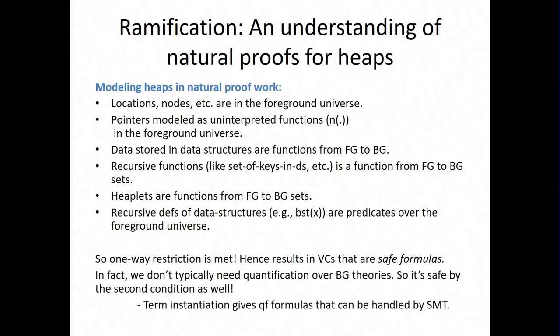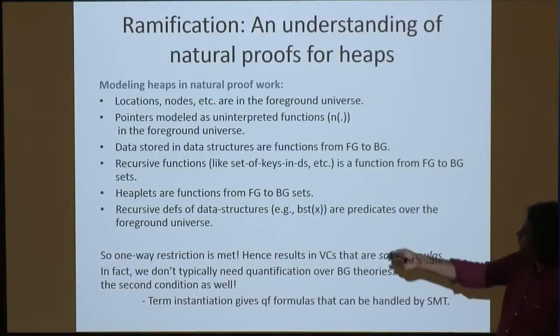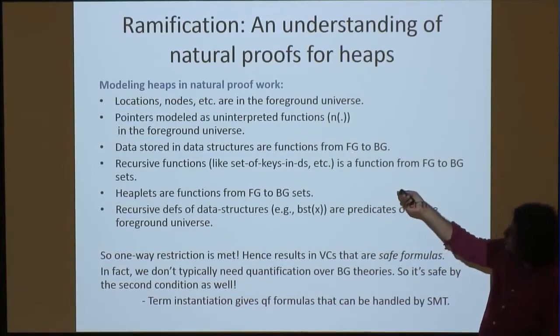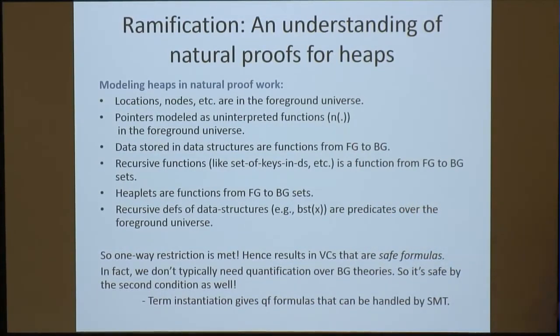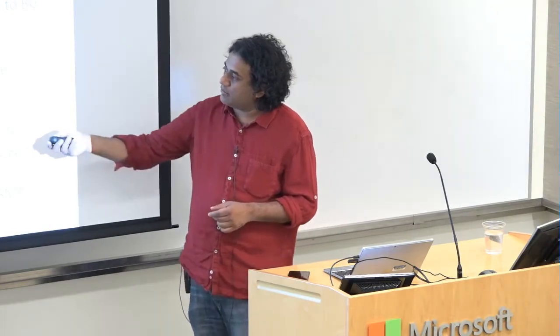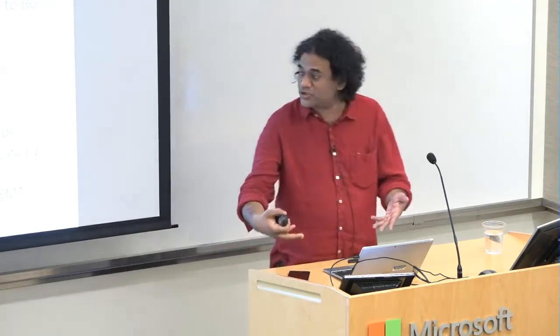So it turns out that when you model heaps, you have locations, nodes in the foreground universe. You have pointers modeled as uninterpreted functions in the foreground universe. You have data stored in data structures, like a key stored in a data structure, and those go from foreground to background. Recursive functions, like sets of keys in a binary search tree, would be from foreground to background. Heaplets are foreground to background. And recursive definitions like BST are predicates defined using these other functions, but they're still predicates on the foreground, which are uninterpreted. My question still applies, sorry.